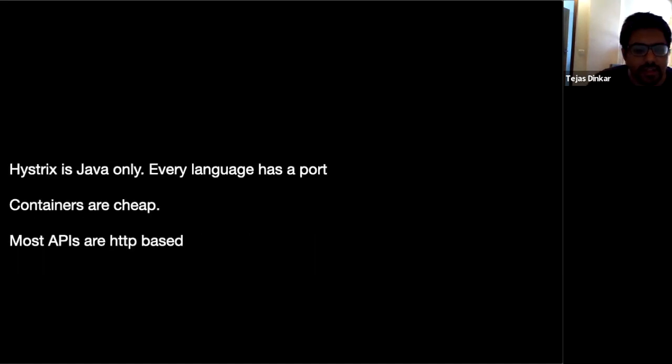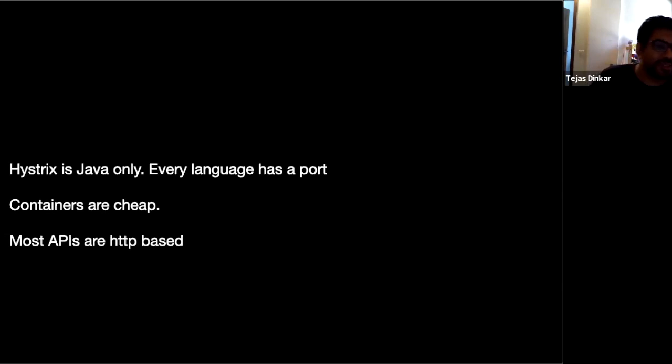Hystrix does implement the bulkhead as well. You just have to pass a flag saying run on these things. But this is something that I've seen implemented even in Golang as well. Even though Hystrix is Java only, I would say every language actually has a port, including Golang. But at some point, people thought, okay, we've been doing services for quite a while.